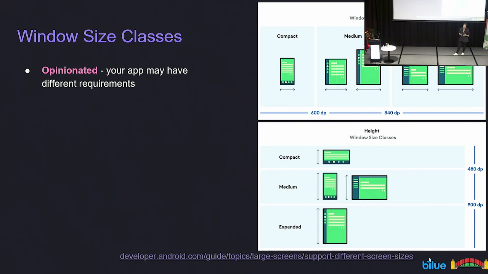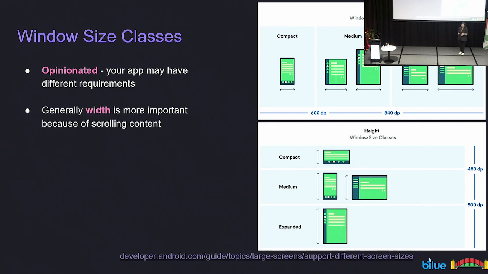And these are independent. We used to just sort of detect the shortest width and make our judgment call based on that. But now you can actually detect the exact size and shape of your app and respond appropriately. Your app may have different requirements than what Google have set out here, and you can define your own. This is just what they've suggested, and I'm sure they'll add to this.